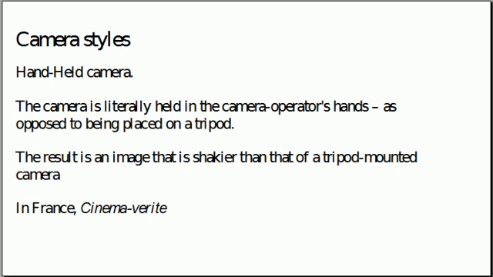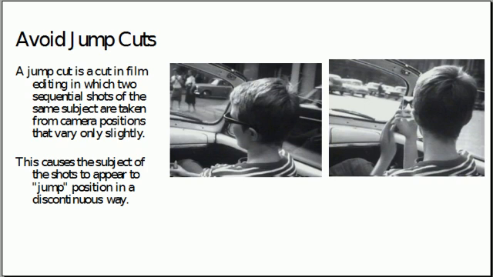Then there's the handheld camera. That's literally a camera in the operator's hands, not on a tripod. So that's going to be very, very shaky kind of filmmaking. This was pioneered in France. They called it cinéma vérité. And it's in contrast to really the Hollywood style of filmmaking, which tends to be very, very smooth. You know, Panavision pioneered those long dollies, those swooping camera shots on rails.